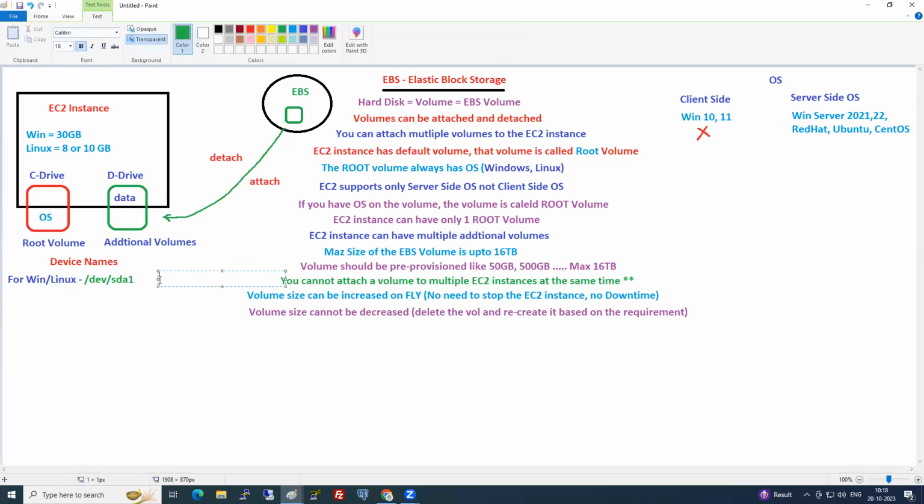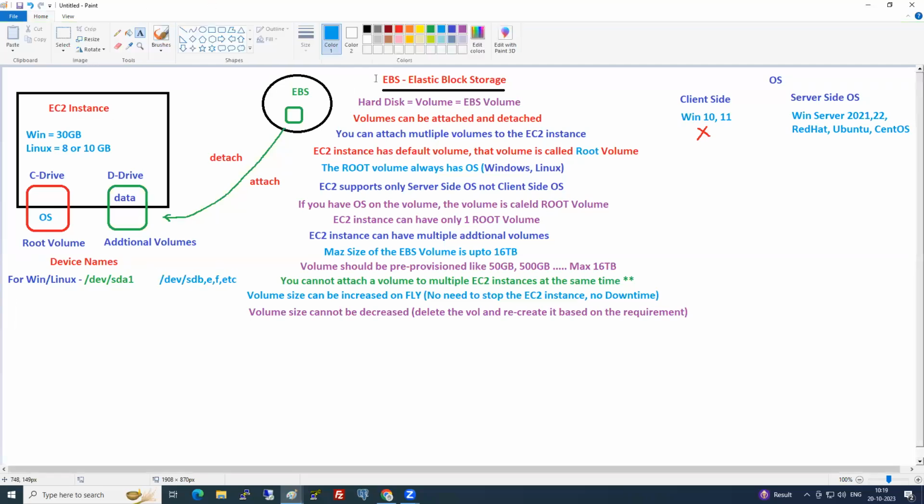For an additional volume, it should be /dev/sd, and apart from a1, you can put anything: b, e, f, etc. /dev/sdb, /dev/sde, /dev/sdf. You can put anything, but the root volume should be /dev/sda1 only.